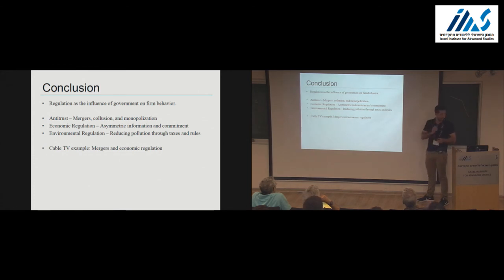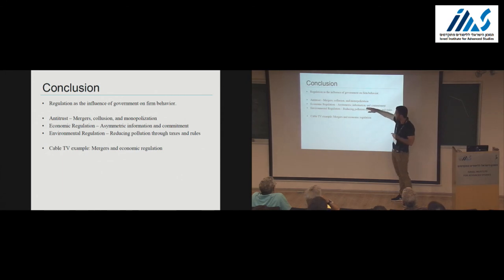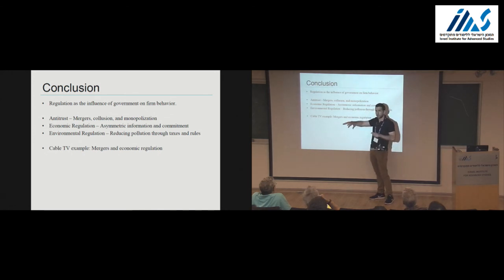Okay, so I'm out of time. Just to wrap up, what we did is we had these three umbrellas: antitrust, economic regulation, environmental regulation. I tried to go through some canonical theory models, like what do I first think about when I'm thinking about one of these things, and then showed you in cable TV how they all came up at different points in time.